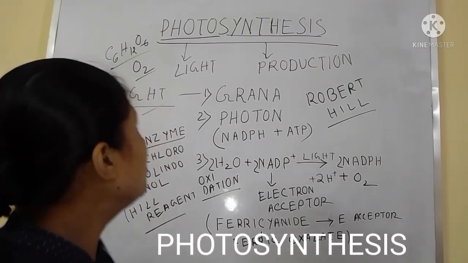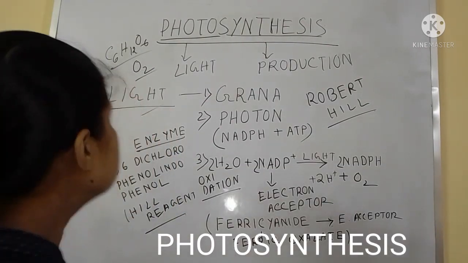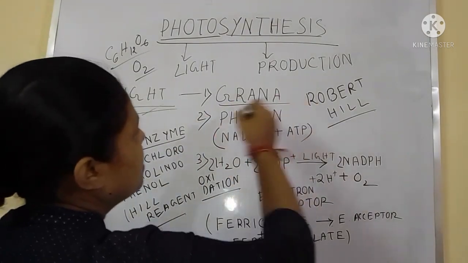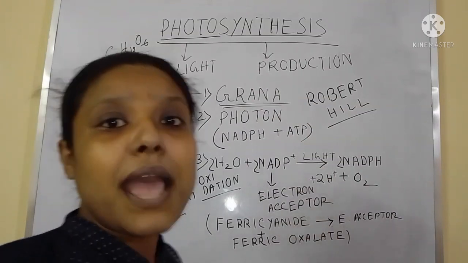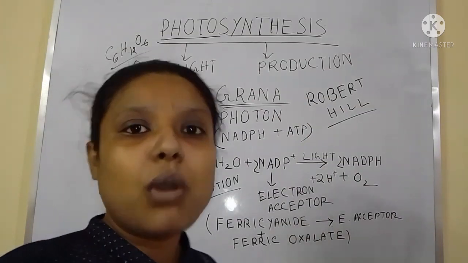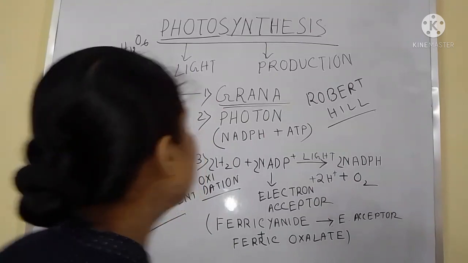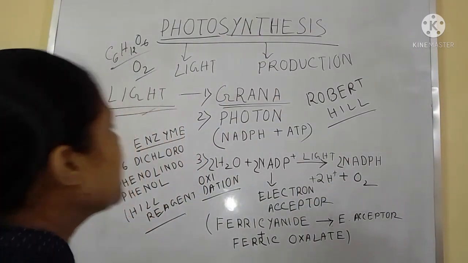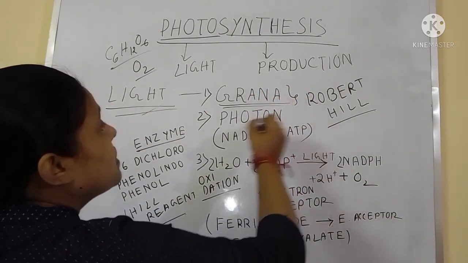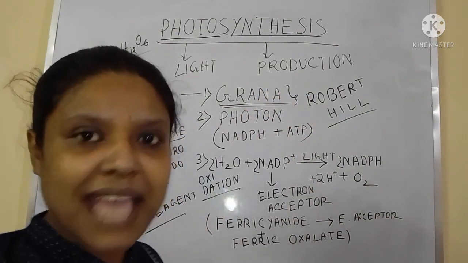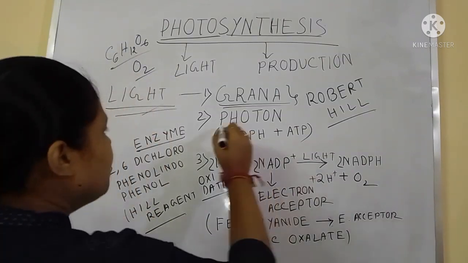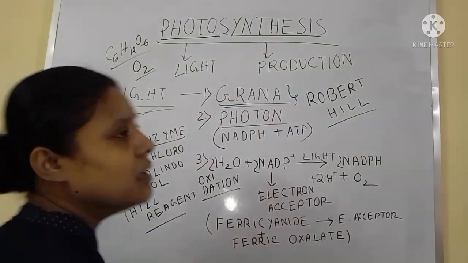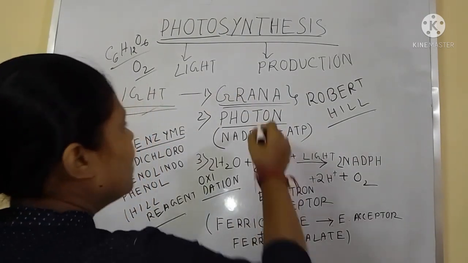Clear? So what happens in the light phase? The light phase actually occurs in grana. Okay, it occurs in grana. Grana and stroma are parts of the chloroplast. Okay, so grana is involved here where the light reaction is possible. Okay, so what happens here, and which pigment is actually absorbed by the plant? That is the photon pigment. Okay, it is absorbed by the chlorophyll. Clear? And what happens here?